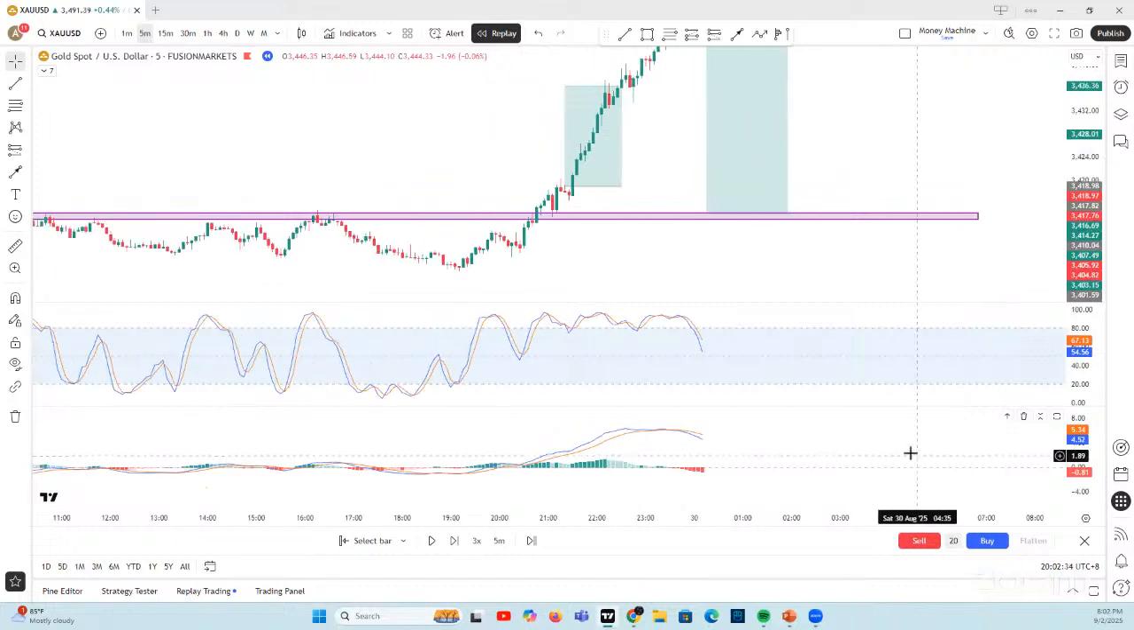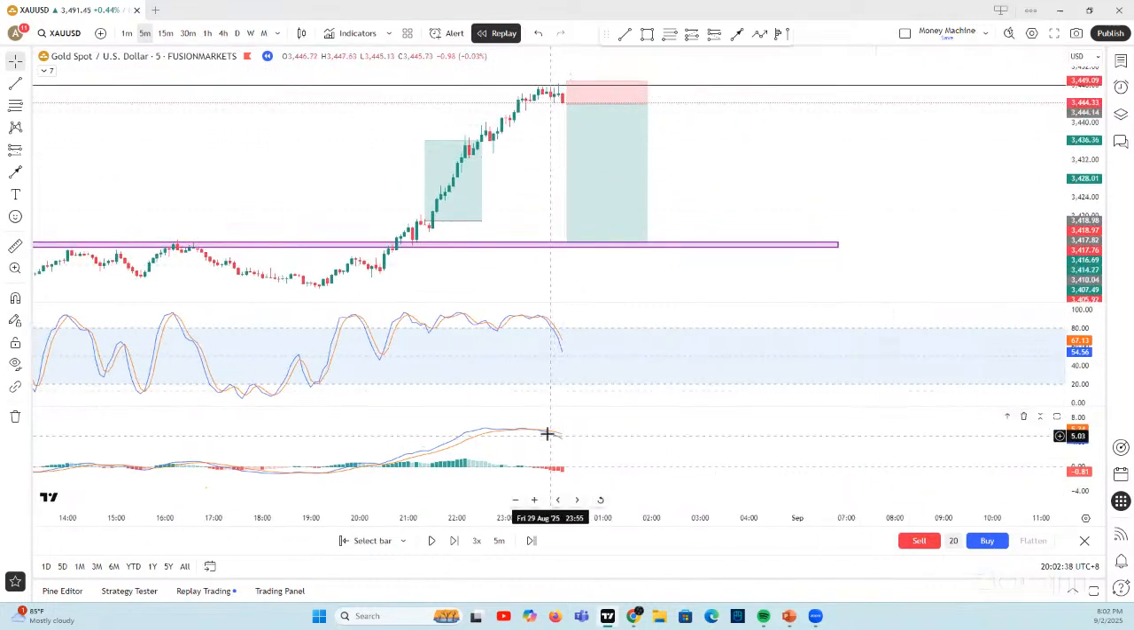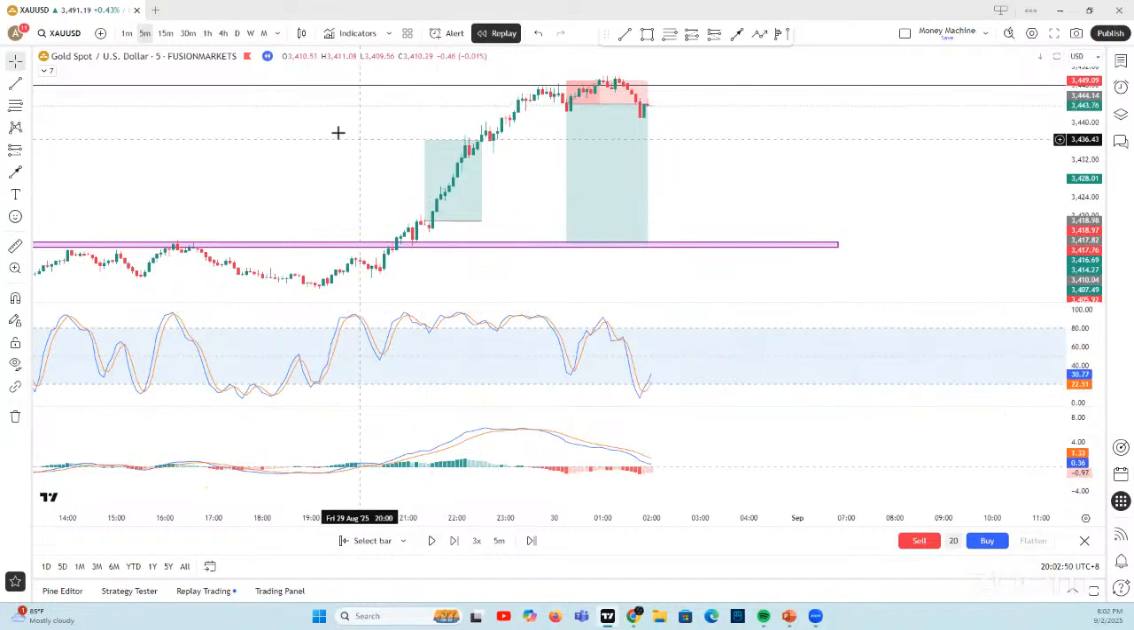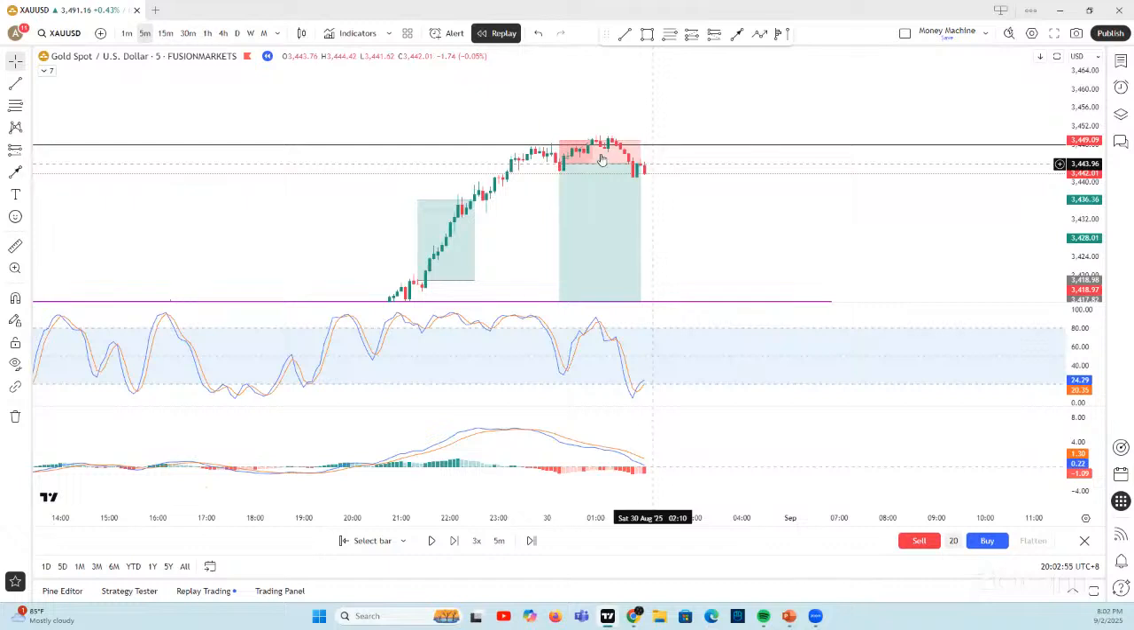And what do you notice? At this point in time, here, you see a crossover of the MACD, stochastic going down also. Let's play this. It hit the stop loss. At this point, either you stick with this one strictly, or, well, it depends on the size of the candle.